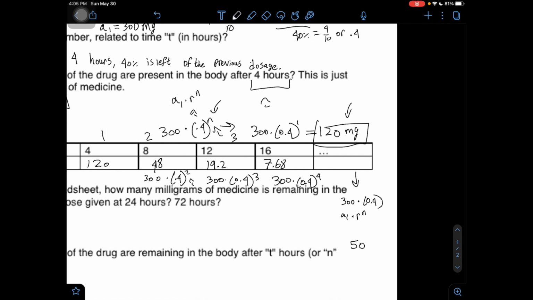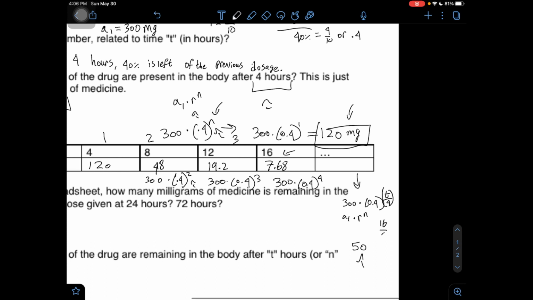So we're going to do t over 4 as our n value, because that'll allow us to accurately get our value for n without having any issues. Because if they give 50, 50 over 4 is our interval. But if they give us 16, we know that 16 over 4 equals 4. And thus we used an exponent of 4 here. And that's how simple it is.